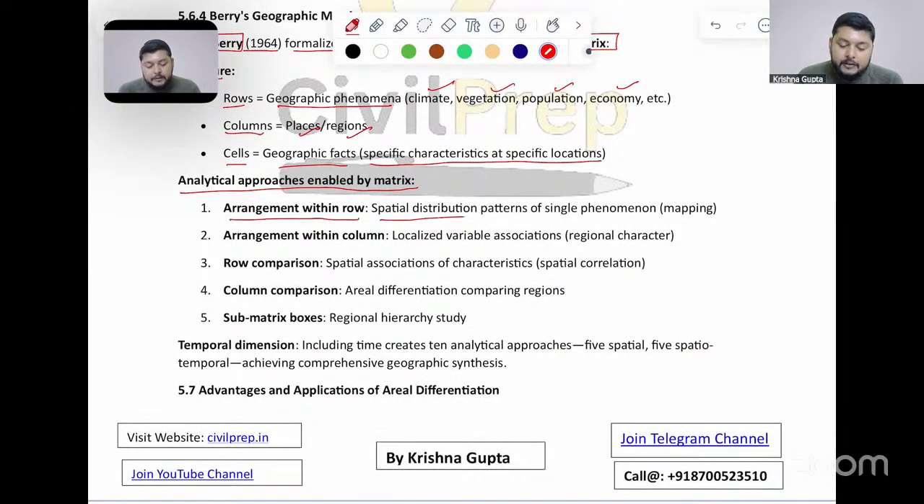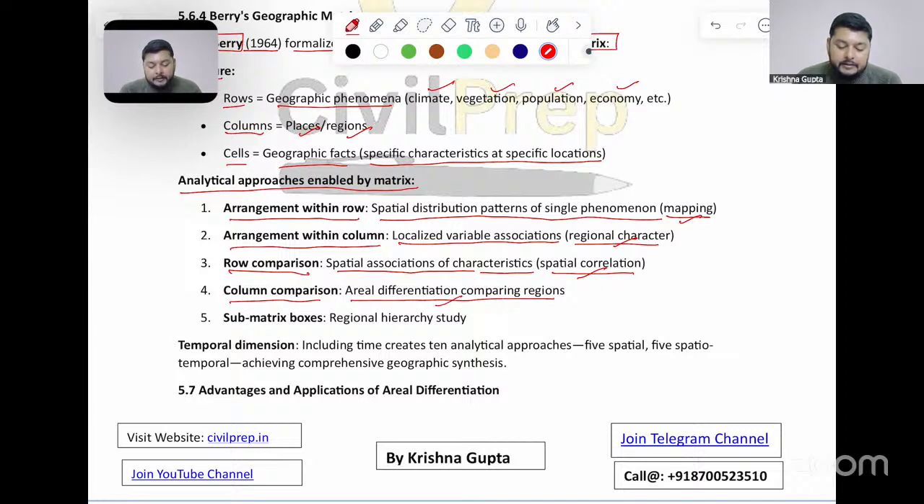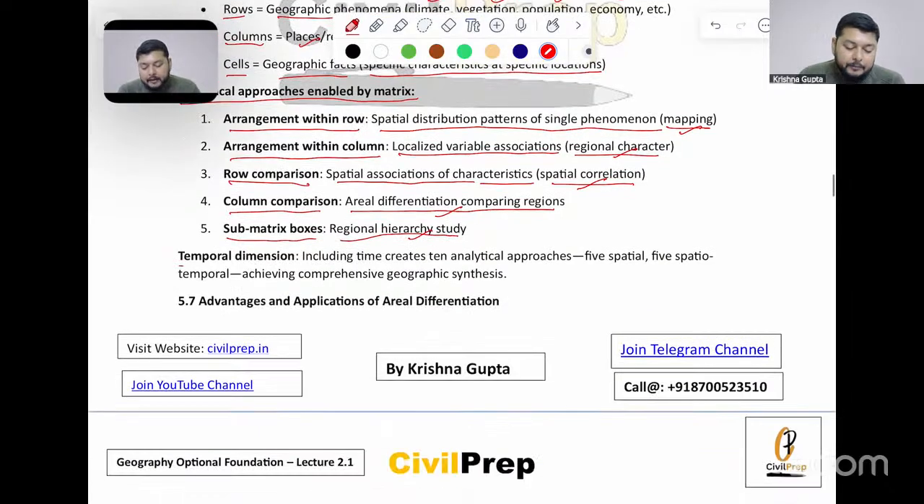Arrangement within a row: spatial distribution pattern of a single phenomenon, that is mapping. Arrangement within the column: localized variable association, that is the regional character. Row comparison: spatial association of characteristics, that is spatial correlation. Column comparison: areal differentiation, comparing regions. Submatrix boxes: regional hierarchical study. The temporal dimension is also established in this aspect. Including time creates 10 analytical approaches, that is 5 spatial and 5 spatiotemporal, achieving comprehensive geographical synthesis here.